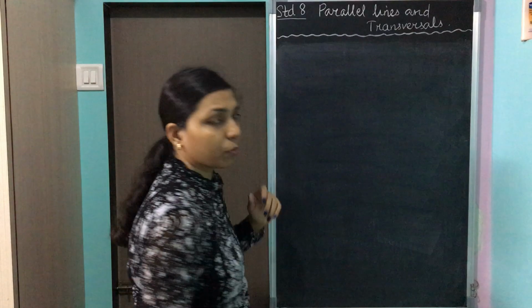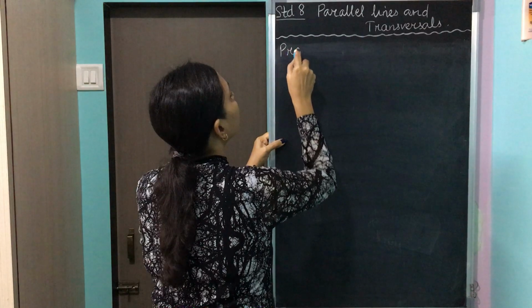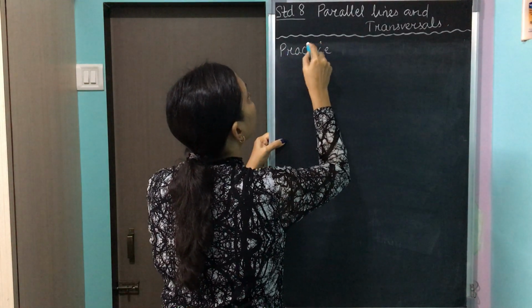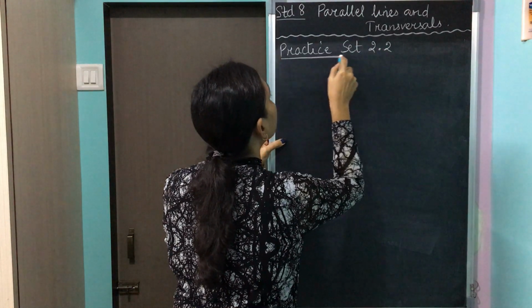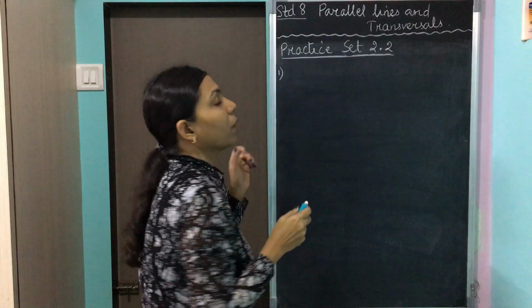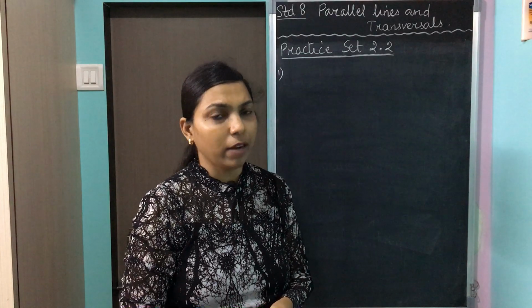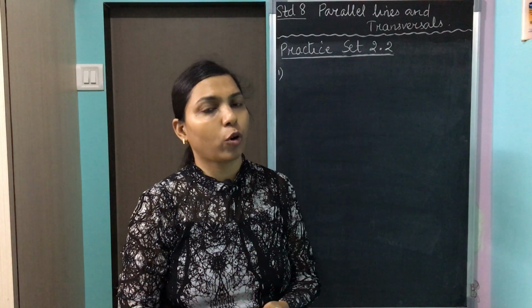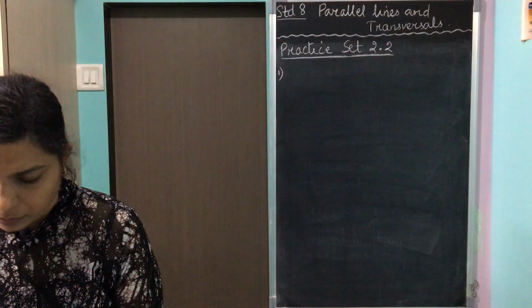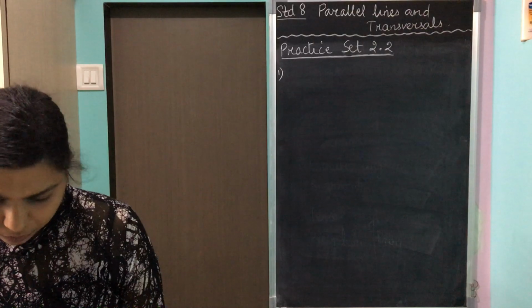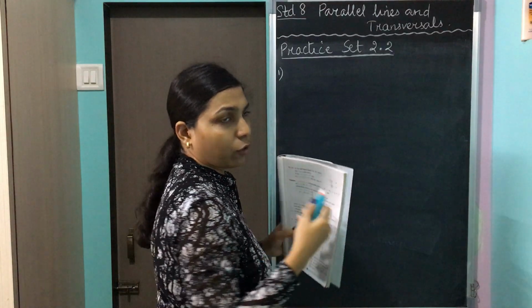Now we move on to your practice set 2.2. I'm going to solve two sums, your first and the second sum, and the remaining sums you will try to solve yourself. By the end of today or by tomorrow, I will send you the notes in writing. Please write down your sum and draw the diagram.